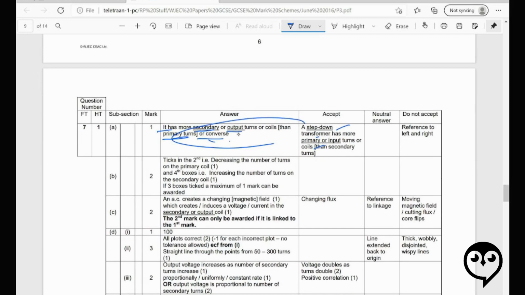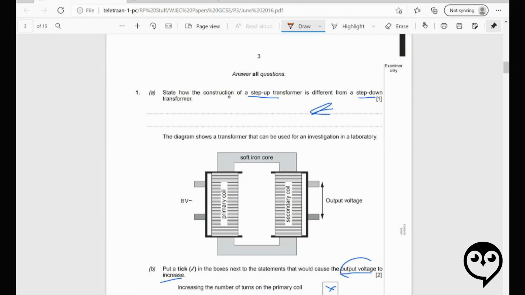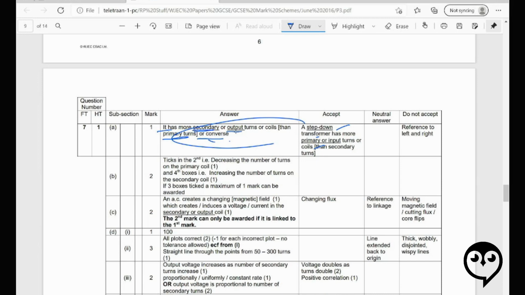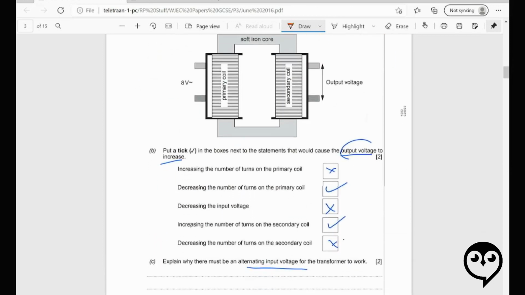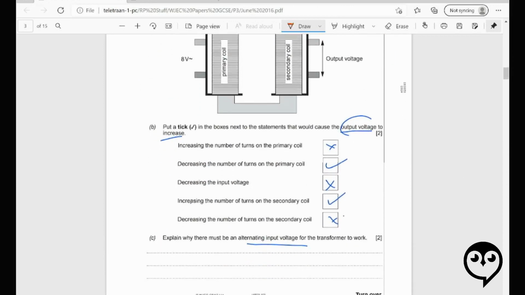I don't like what they've said here, but if you look at how to state how the construction of a step-up transformer is different from a step-down, they're expecting you, for 1 mark, to just say, well, what does the step-up transformer have that the step-down doesn't? And we would say it has more coils on the secondary. That's what they're saying. Maybe I overdid it for 1 mark. That's fine. But the goal is to make sure we understand stuff.